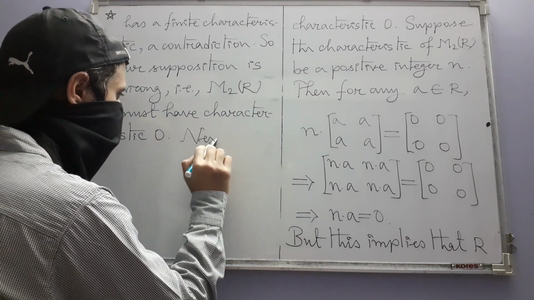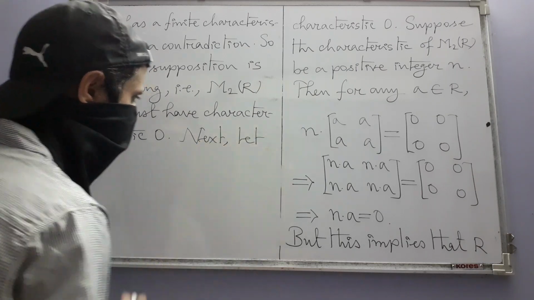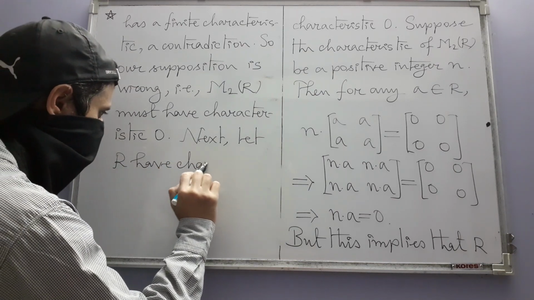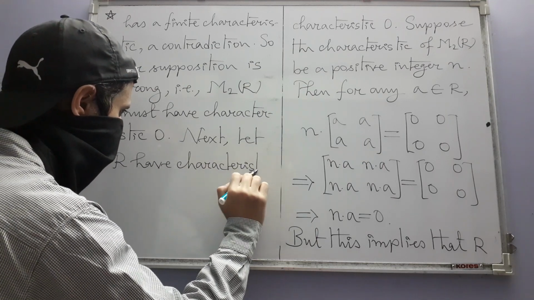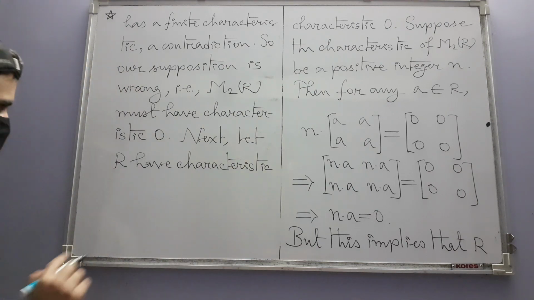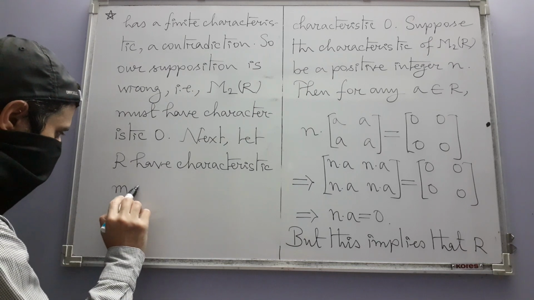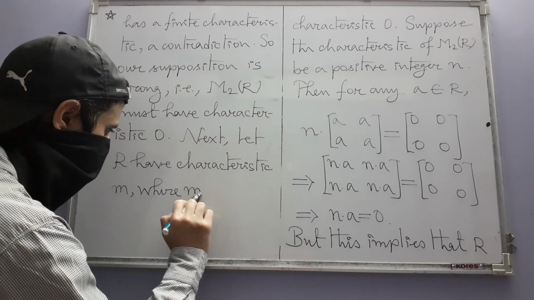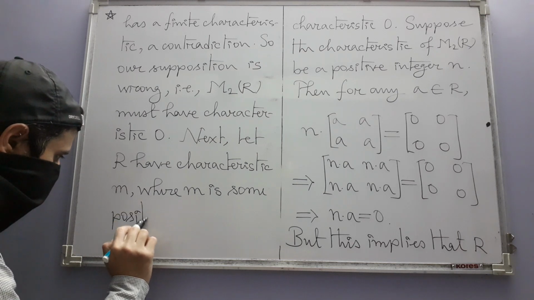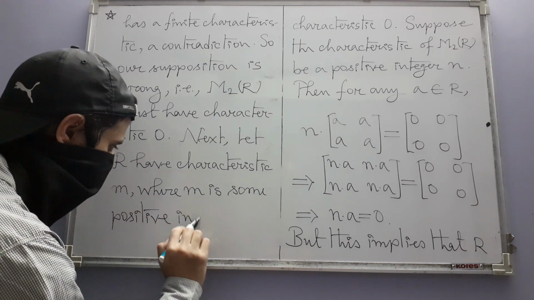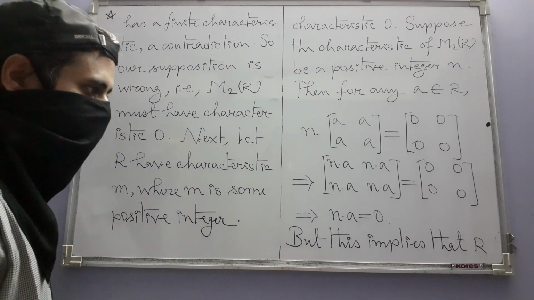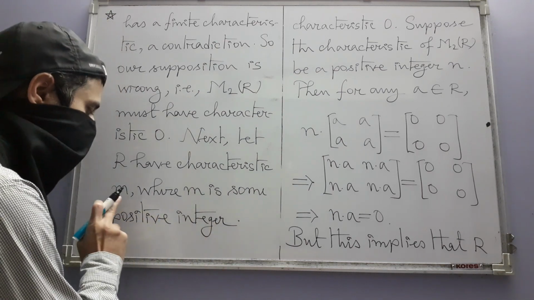Next, let R have finite characteristic. So now we are considering the other case where R itself has finite characteristic, say M, where M is some positive integer. Okay, so now our aim is to show that M2(R) also has characteristic precisely M.